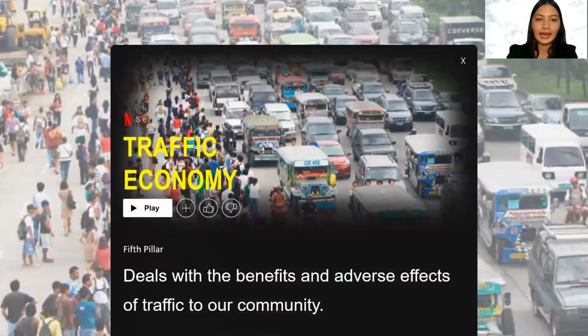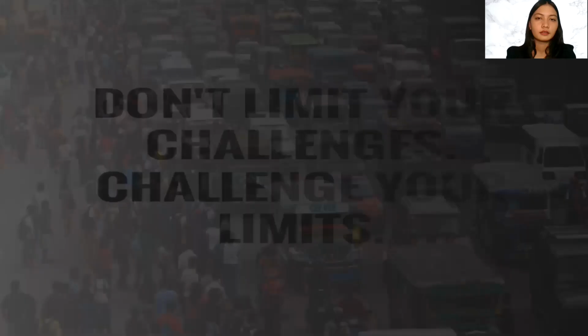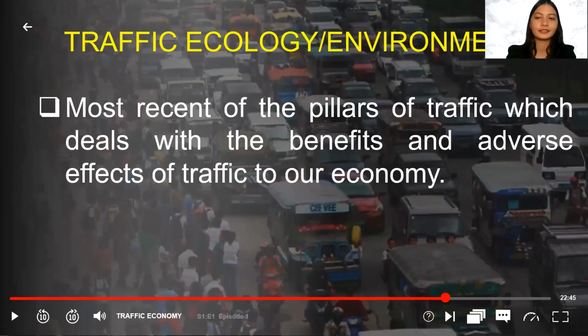So the last pillar is traffic economy. It deals with the benefits and adverse effects of traffic to our community. So traffic ecology or traffic environment, I already discussed it. I think there must be a typo. It is the most recent of the pillars of traffic, which deals with the benefits and adverse effects of traffic to our economy.